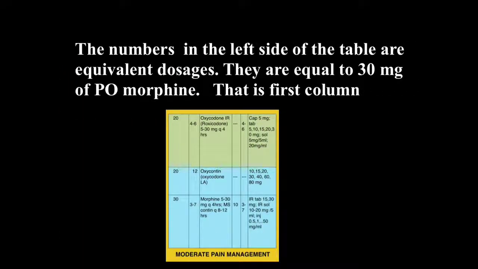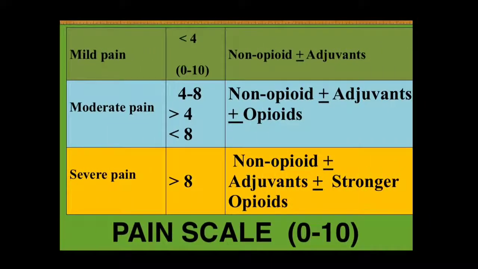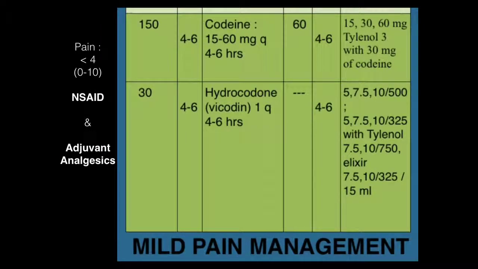And we do have an equivalent chart, and the left-hand column has the equivalent dose of the morphine, which is 30 milligram, to the number I put there. So pay attention to that. And to start the pain management, you need to know the pain scale. Mild pain is less than 4, and severe pain is more than 8, and the moderate pain is between 4 and 8. It is really oversimplified. Between 4 and 8 is a moderate pain.